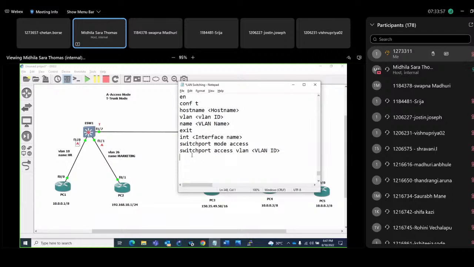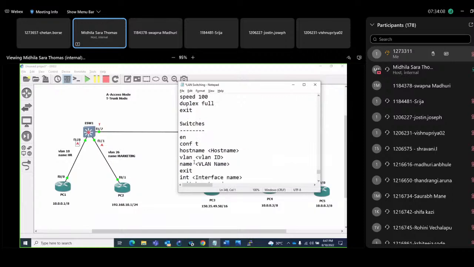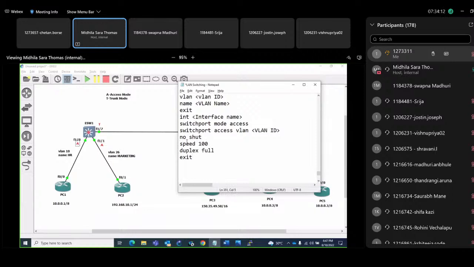Then, guys, tell me, don't you need to give no shut? Yes, you have to give no shut. Every interface you have to give no shut, okay? Otherwise, the interface will be off. Then speed 100, duplex full. I told you, you have to give it in all the interfaces of all the devices.